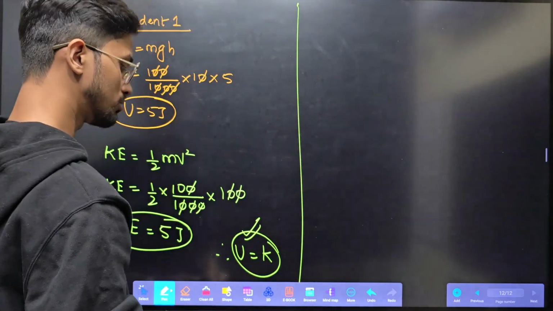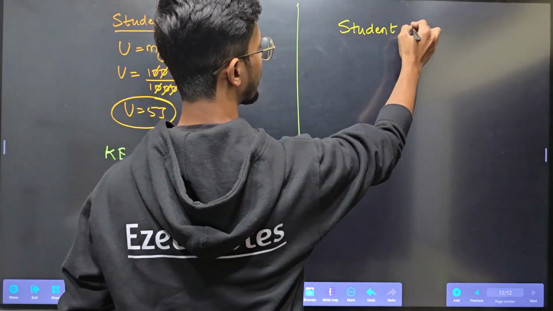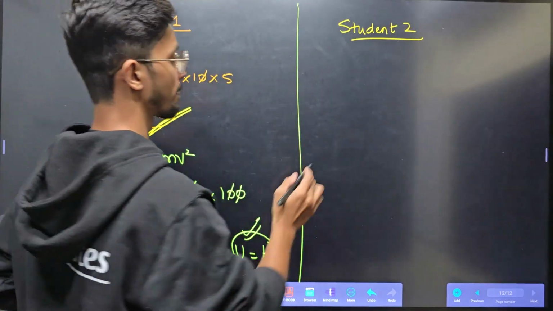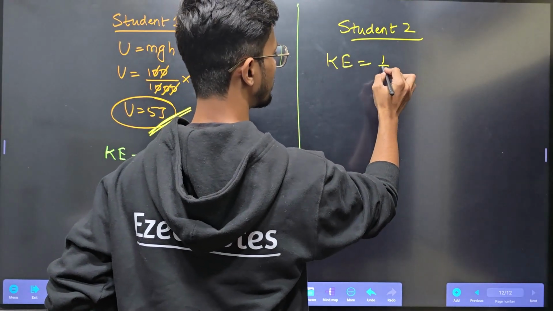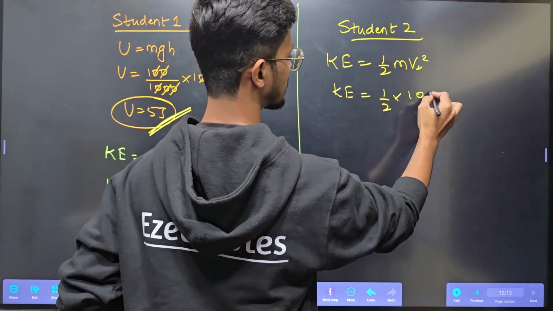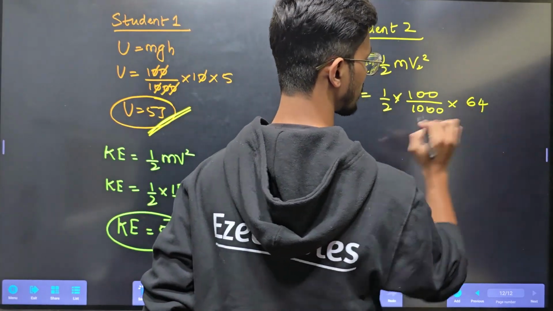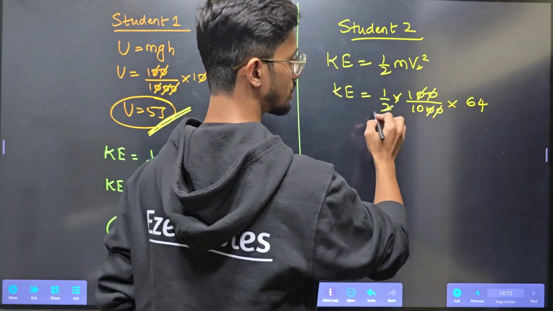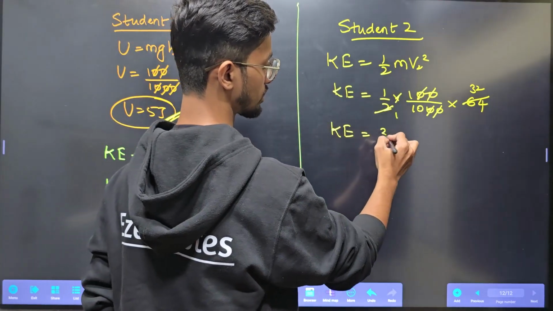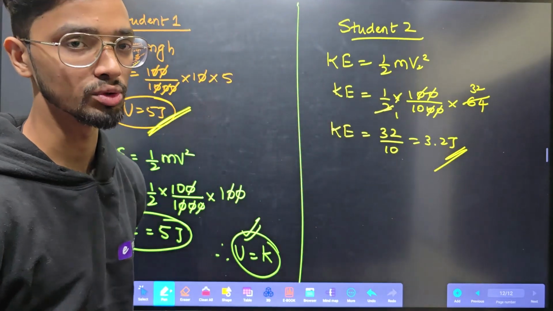So let us solve for student 2. For student 2, potential energy will be the same for both of them. But kinetic energy will be different. Kinetic energy is half m v2 square. So kinetic energy is half, m is 100 by 1000, into v was 8. 8 eights are 64. So the zeros get cancelled. 2 into 32 will be 64. So kinetic energy will be equal to 32 by 10. That is nothing but 3.2 joule. This is the kinetic energy of student 2.